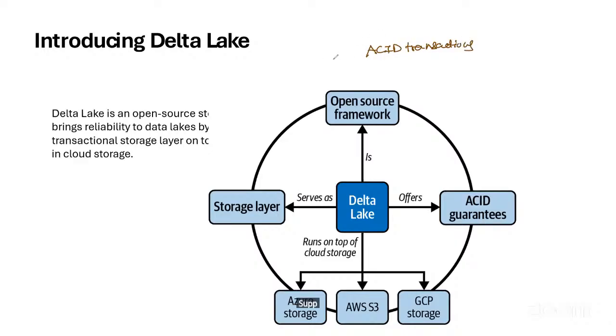Suppose some file is being written to the data lake. It is some 10 GB file. Midway, for some reason, the upload or insert was not complete. It was halfway done, half uploaded and half not uploaded. The data lake accepts it because there is no atomicity.